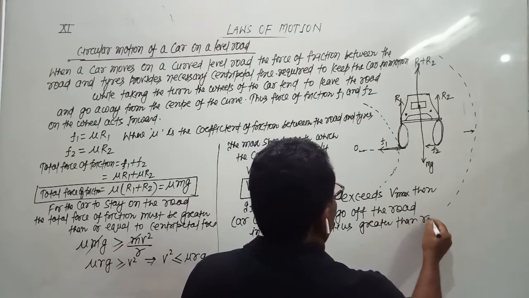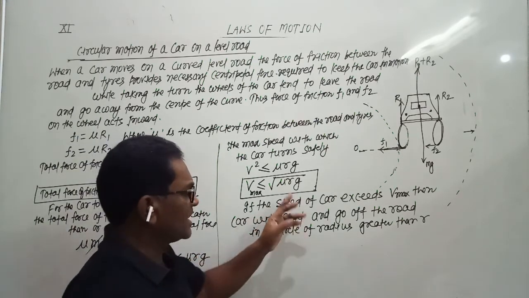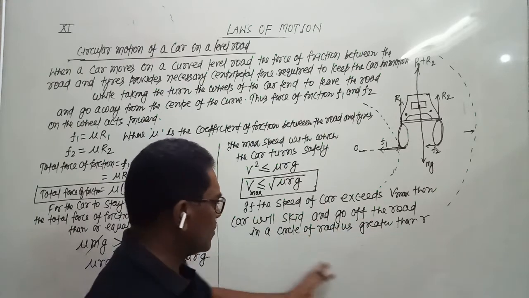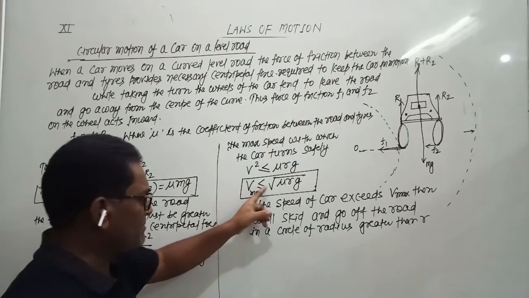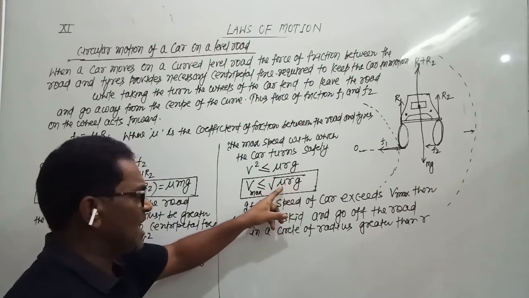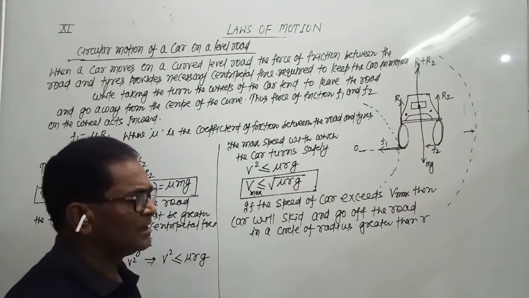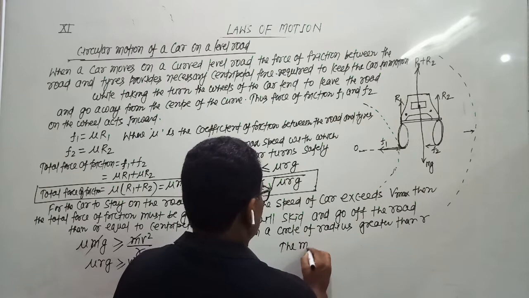If the speed of the car increases beyond v maximum, then in that case the car will skid and go off the road in a circle of radius greater than r. So the maximum safe speed depends on the radius and the coefficient of friction. The maximum safe speed v maximum depends on the radius of the curved path and the coefficient of friction between the road and the tire.